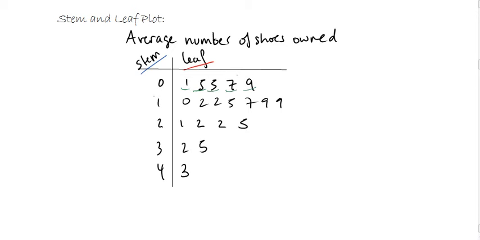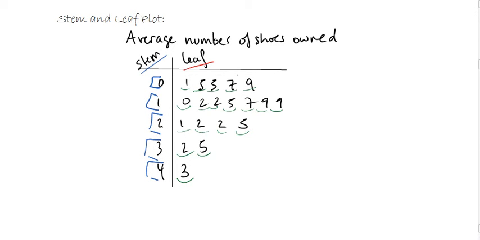And then here you have a 1, so this is going to be 10, 12, 12, 15, 17, 19, 19. And then 21, 22, 22, 25, 32, 35, and 43. Now, this plot is useful because it divides the data into categories, because we have categories of tens here. Here you have the units, then you have the tens, the 20s, the 30s, and the 40s.